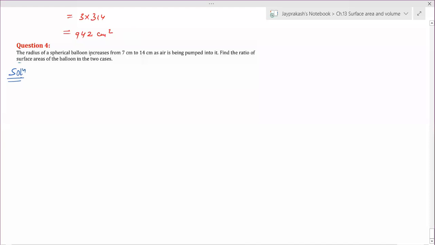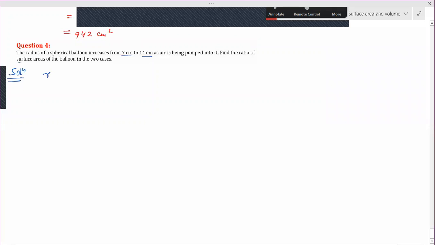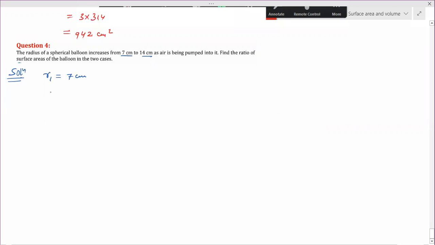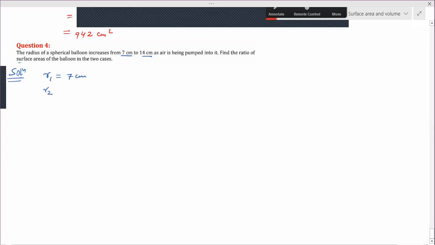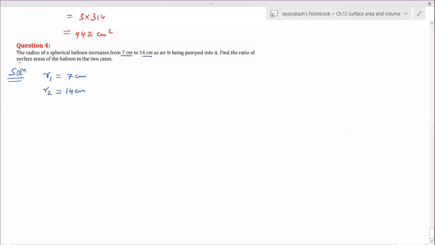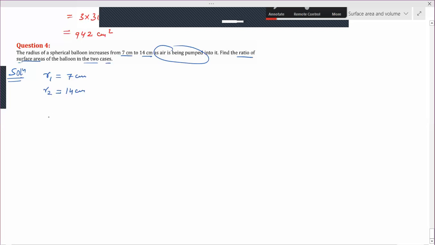So in the beginning, the spherical balloon increases from the radius of 7 to 14 centimeter. So we are considering R1, that means in the beginning the radius was 7 centimeter, and its radius increases to R2, 14 centimeter, when we pump the air. Now it is asking us to find the ratio of the surface area of the balloon in two cases. So when we are finding the ratio, that means surface area of the balloon in the beginning divided by surface area of the balloon after filling the air.